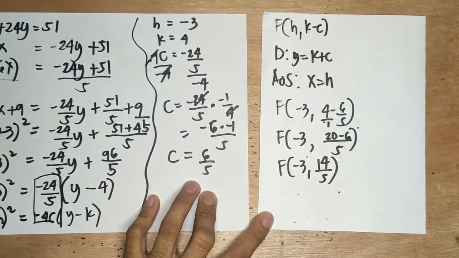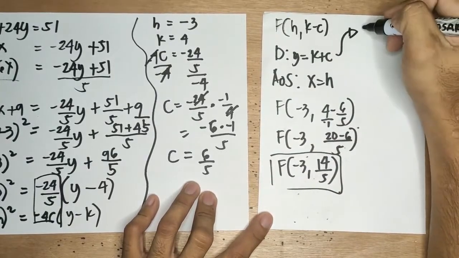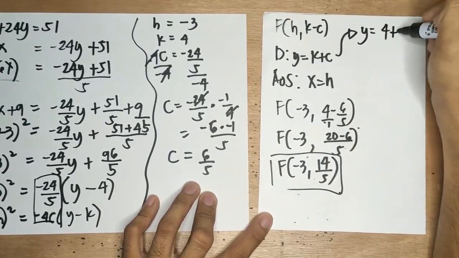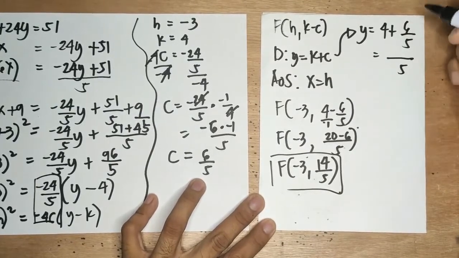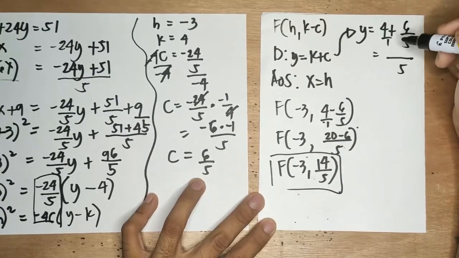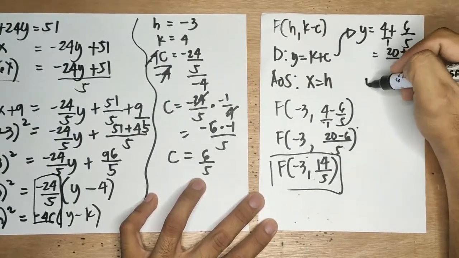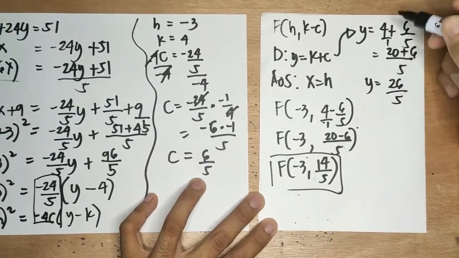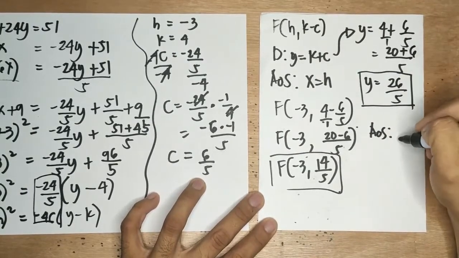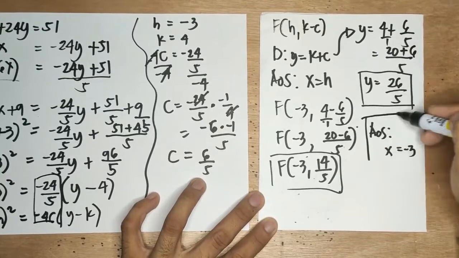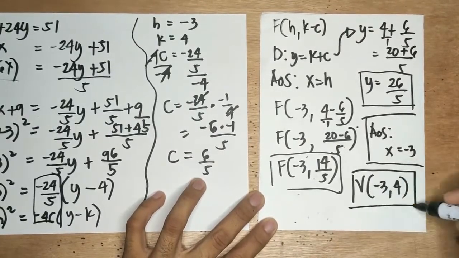This is the focus. Our directrix, how can we find the directrix? This can be solved using this way. Y is equal to k plus 6 all over 5. LCD is 5. 5 divided by 1 is 5. 5 times 4 is 20. And then 5 divided by 5 is 1. 1 times 6 is 6. So the directrix is 26 all over 5. And the axis of symmetry is at x is equal to negative 3. So of course, our vertex is negative 3 and 4. Okay?